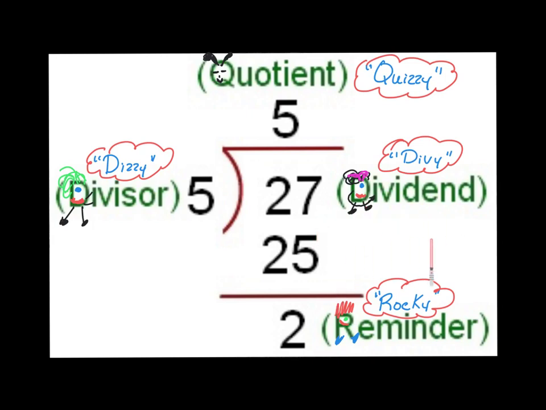And we got Mr. Rocky over here, and Rocky is the remainder. He is what's left over, because we can't bring anything left down. And he comes up here. It becomes 5 remainder 2. So this is the division family.